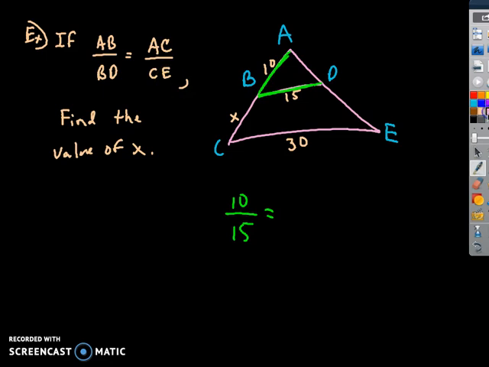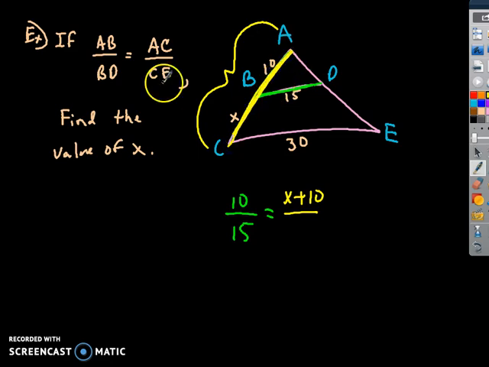So AC is going to be this part. Alright. So AC is this whole thing here. So that's X plus 10, because that piece is X, that piece is 10, together is X plus 10. And that's going to be over CE. So here's CE. So that's 30. So given that proportion, solve it for X.